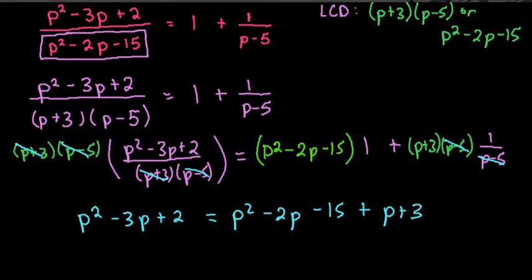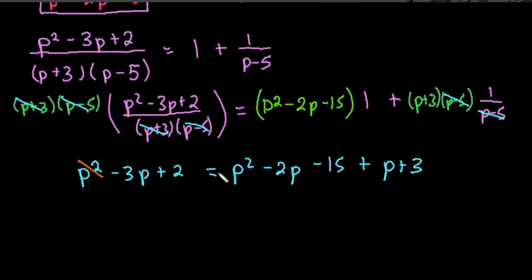Because I have a p squared on both sides, these end up canceling each other out, so this does not end up being quadratic. We just have a linear equation that we have to solve once we get rid of the denominator. On the left-hand side, I'm going to combine like terms, so the negative 2p and the positive p gives me negative p. The negative 15 plus 3 gives me negative 12.